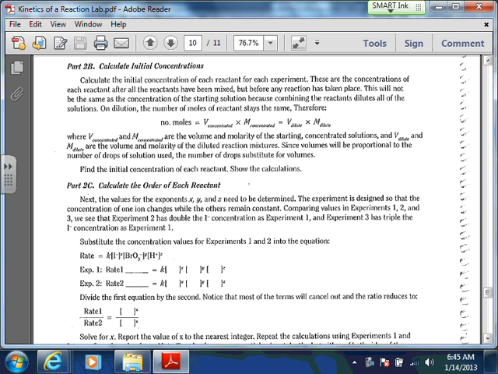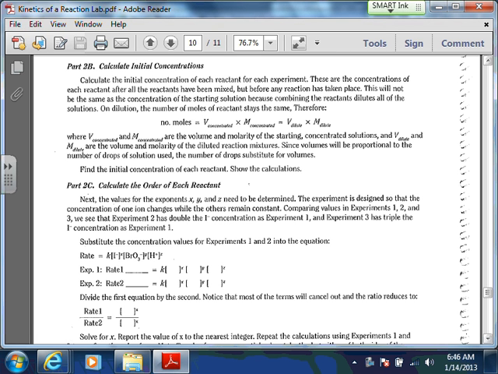As you calculate the initial concentration. So again, this lab is just a monster. But you're going to calculate the initial concentration of each reactant for each experiment. It will not be the same as the concentration in the starting solution because they dilute. Once you add the 12 drops, they get diluted. So you're going to have to do an M1V1 equals M2V2 here to figure out the concentration of each of these. And we're going to substitute number of drops for volumes here, which is kind of nice.